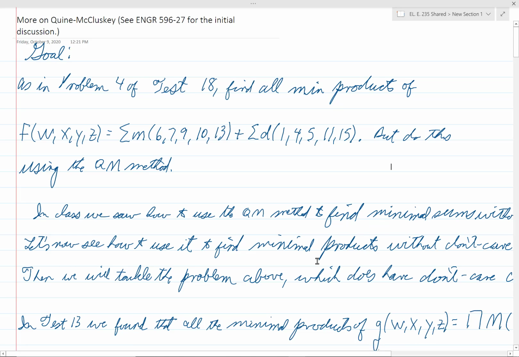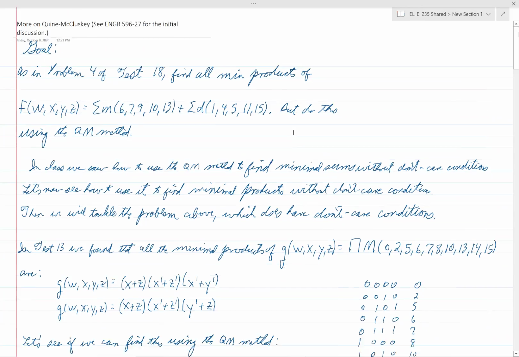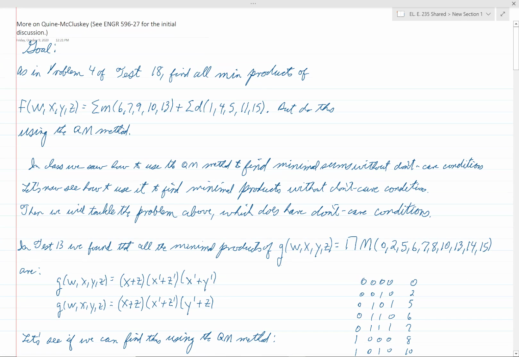Also, another advantage, at least in my opinion, is that I believe it's harder to make mistakes with the Quine-McCluskey method. As I said, sometimes with the Carnot-Mapp method, you can overlook something, but I think that's less likely to happen with Quine-McCluskey. So I just thought I'd let you see this, especially since some students requested it, and then you can make your own decision about what you like. So let's see how this goes.